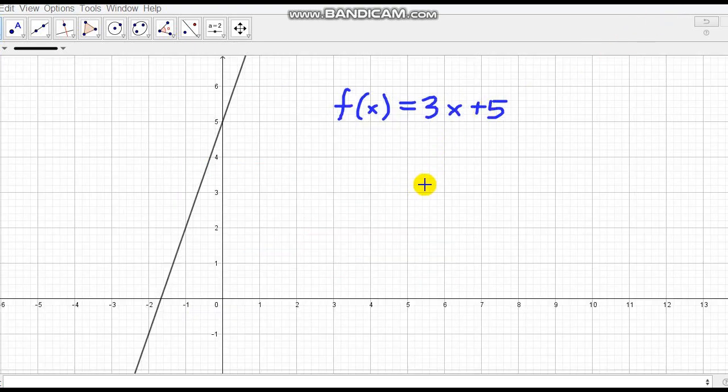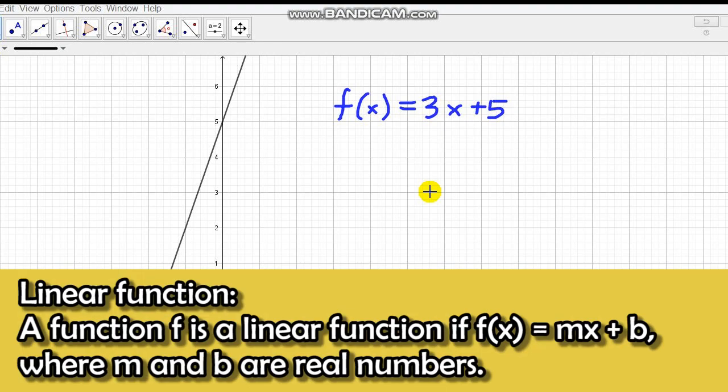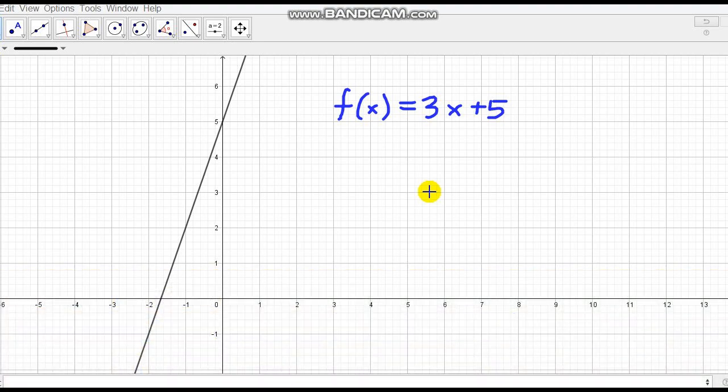Let's have some examples of functions. Our first one is a linear function. A function f is a linear function if f of x is equal to mx plus b, where m and b are real numbers. If we recall from our lesson in linear functions, m is the slope and b is the y-intercept. An example here would be f of x is equal to 3x plus 5. In this case, m is equal to 3 and b is equal to 5. And here's the graph of the linear function.